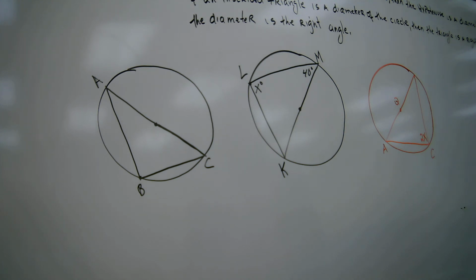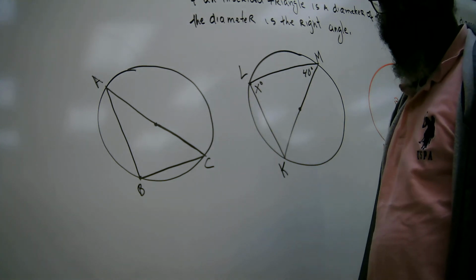So let's continue our topic. I said that if a right triangle is inscribed in a circle, then the hypotenuse is a diameter. Conversely, if one side of an inscribed triangle is the diameter of the circle, then the triangle is a right triangle, and the angle opposite the diameter is the right angle.